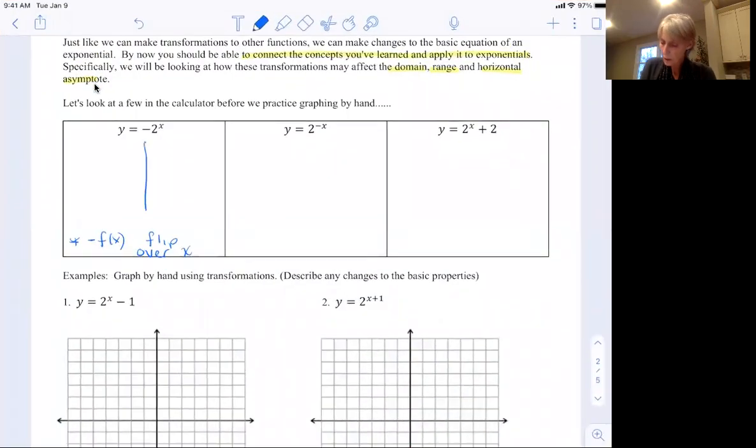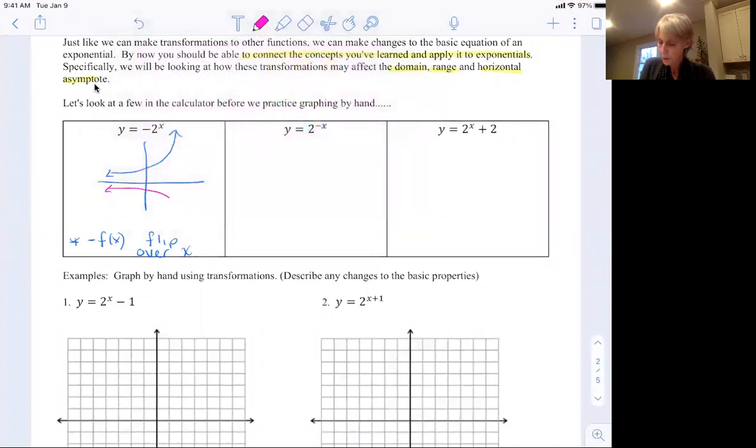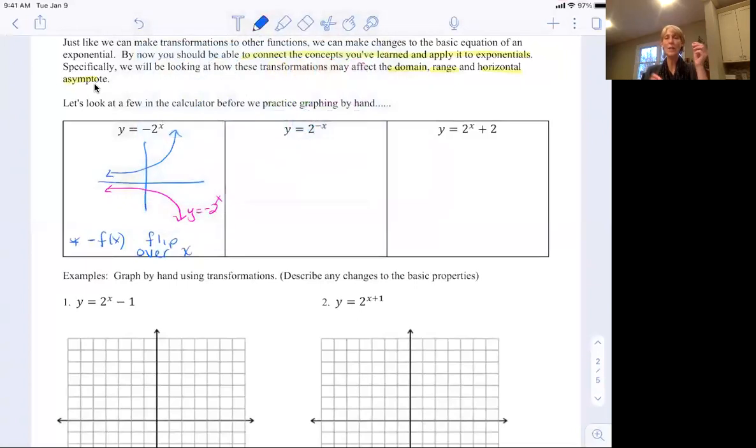So there's my original, and there's my flipped. If we're talking about 2 to the negative x, when we negate x, this flips or reflects over the y-axis. So if we have our basic exponential, we should see it flip this way.